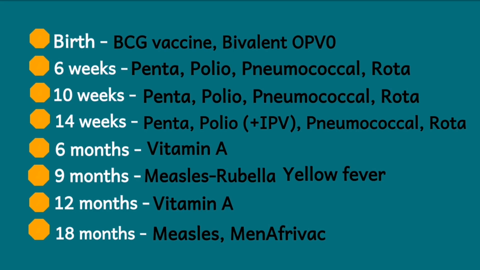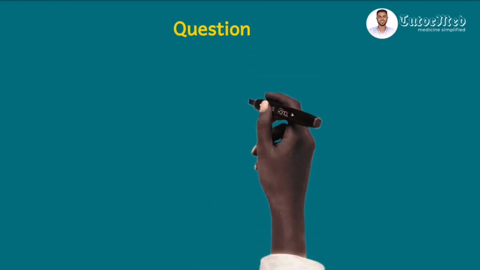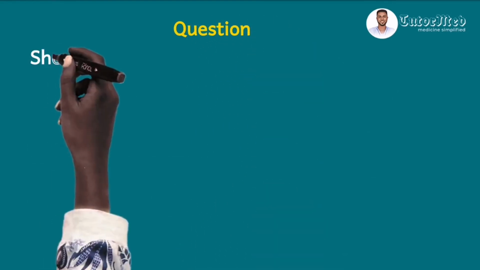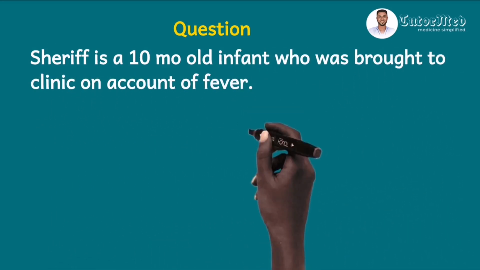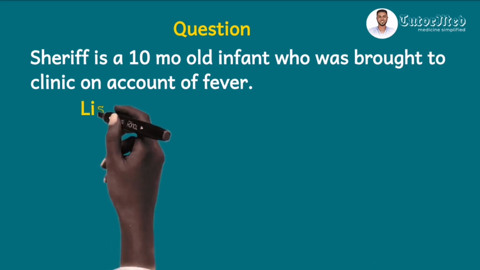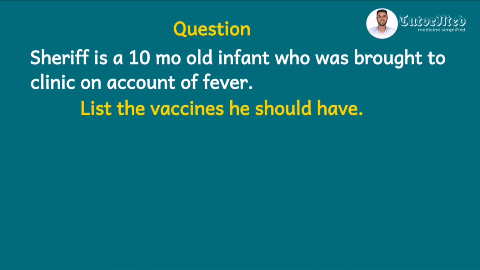In our next slide, let's see a question which was asked in the GMDC exam, and then with our knowledge now, answer that question. Very good. And so let's look at the question. The question says, Sharif is a 10-month-old infant who was brought to your clinic on account of fever. List the vaccines he should have had at this age. So you know that it is from birth to 10 months.